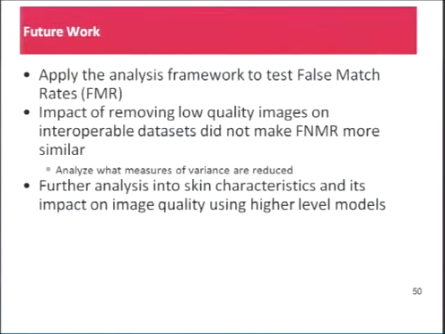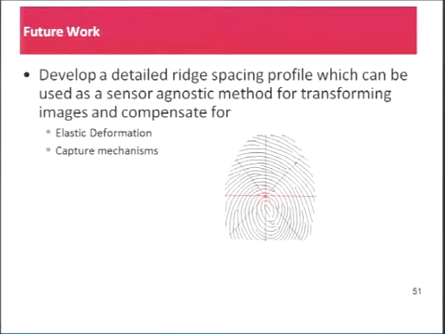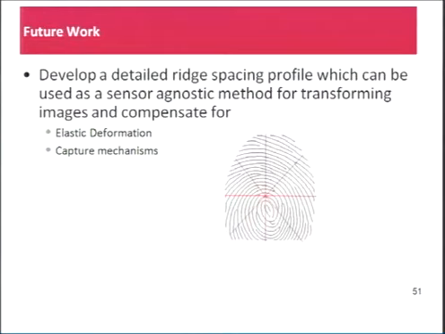So that is one of the main future works that has come out of this: to develop a detailed ridge spacing profile, which can be used in a more sensor-agnostic transformation process. Right now, a lot of distortion compensation models have been created, but they heavily rely on sensor characteristics. What kind of sensor was a particular image captured from? We are trying to create a sensor-agnostic way of doing distortion compensation.